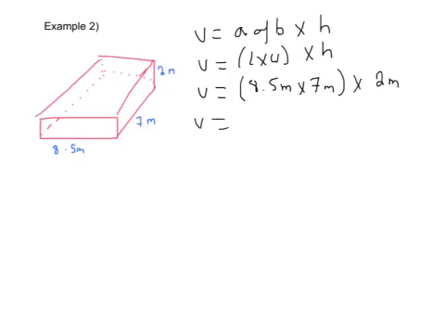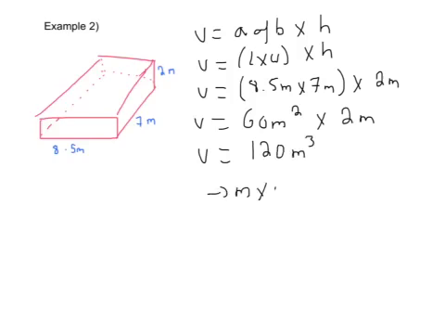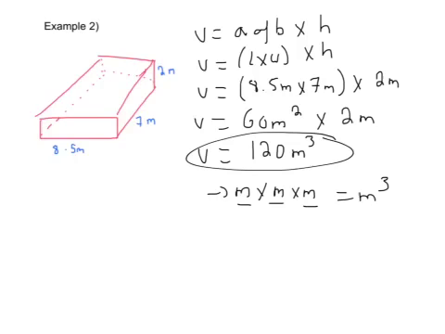Our volume then becomes 60 meters squared multiplied by 2 meters. When we multiply those together, we get 120 meters cubed, because again, meters times meters times meters, 1, 2, 3, becomes meters cubed. So our final answer is that, and again, you could have just done it the same way as 8.5 meters times 7 meters times 2 meters equals 120 meters cubed.